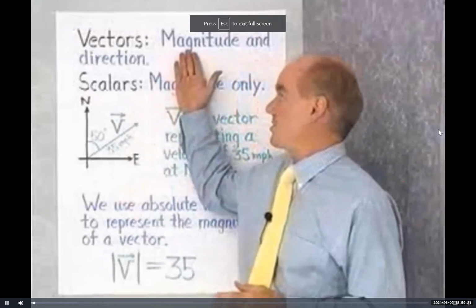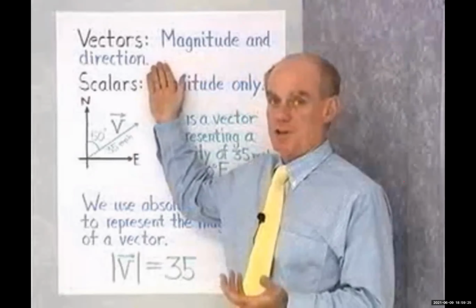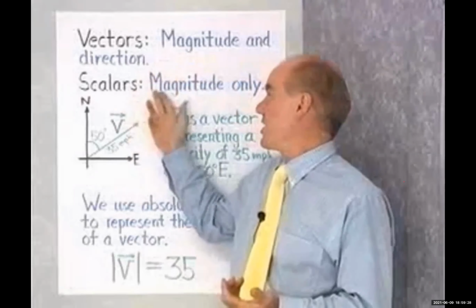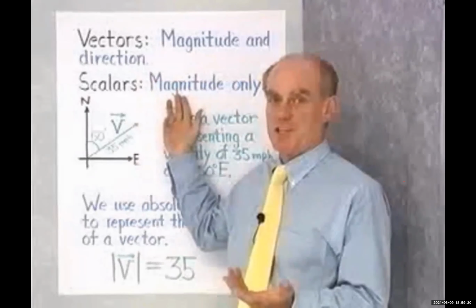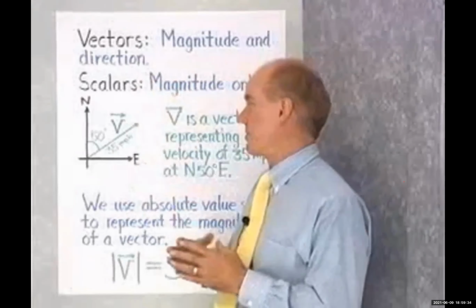Now, vector quantities are quantities that have magnitude and direction. For instance, velocity is a vector quantity, so is force. Scalars have magnitude only, and an example of a scalar quantity would be a distance, the distance between two points or the distance between two objects.